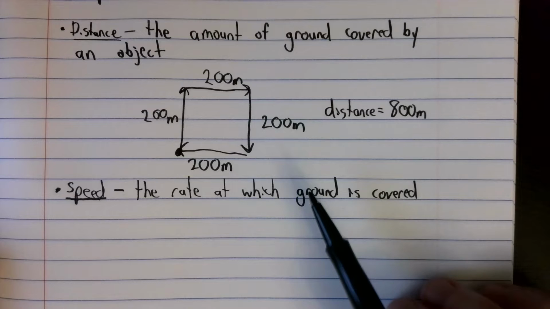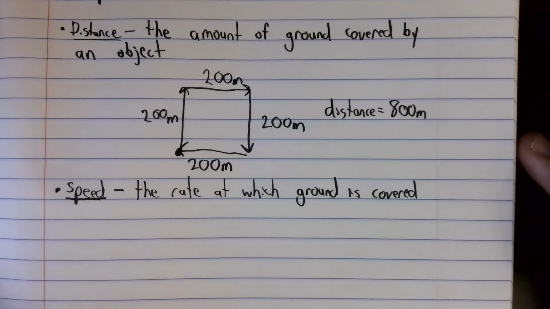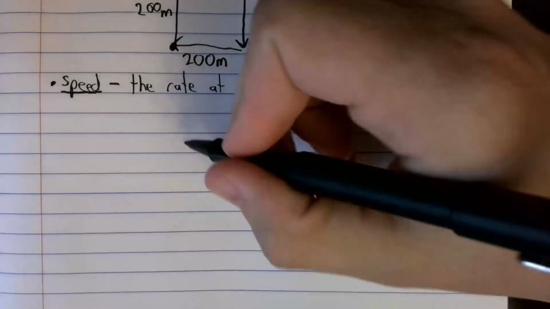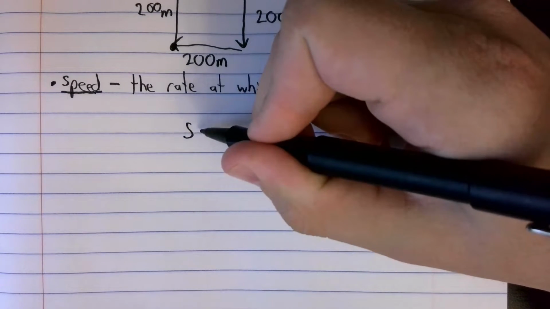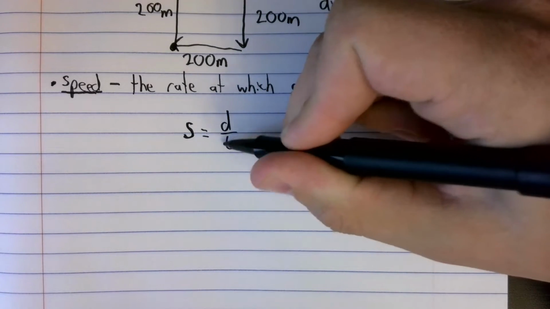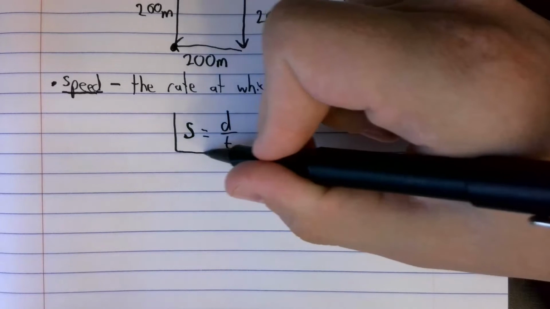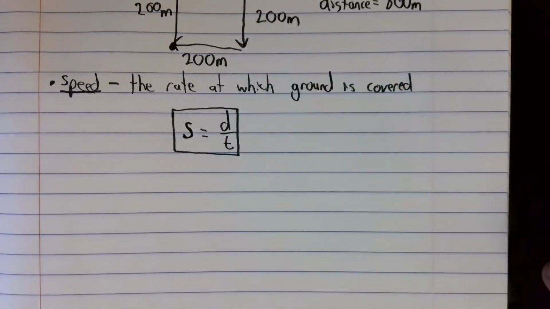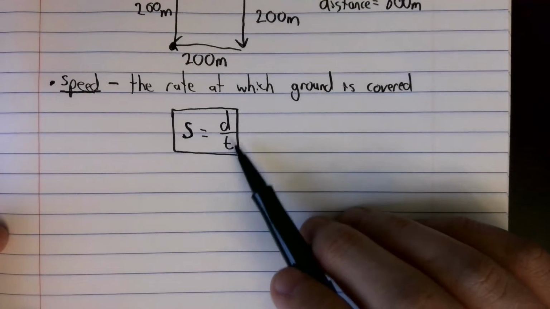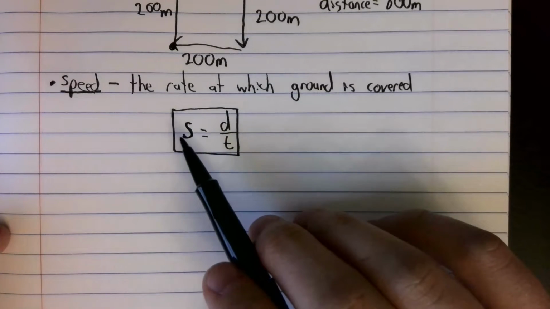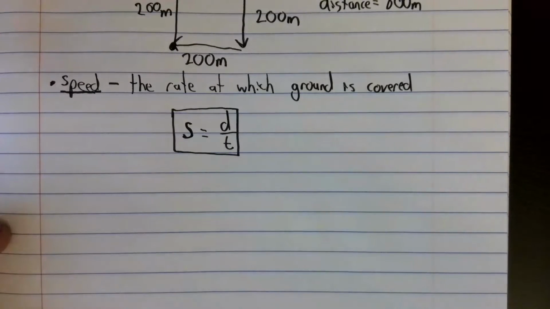The only difference with speed is that it involves time, which leads us to our equation that many of you have seen before, I'm sure. Speed, S, equals distance over time. Now this equation would be useful for your whole life. If your GPS isn't working, you could figure out how much time it'll take you to cover a certain distance in your car while traveling at a certain speed on the highway.